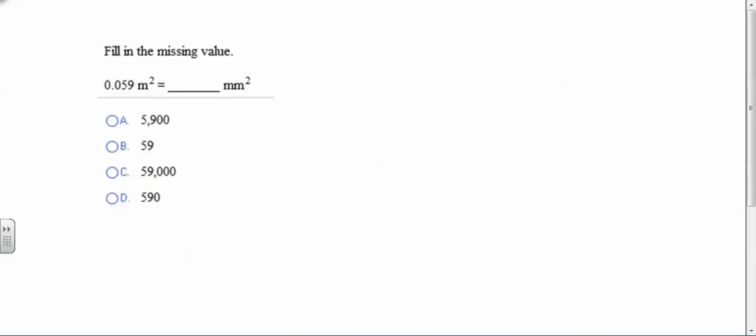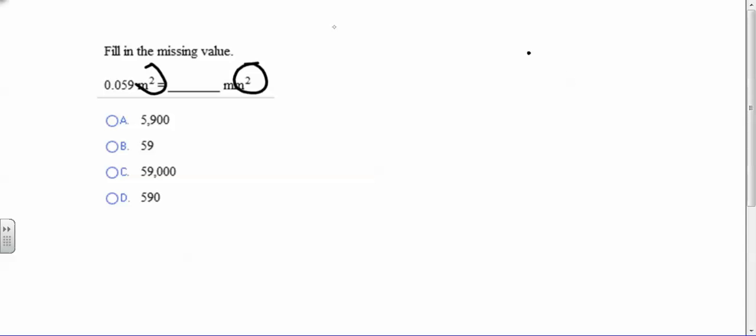This example is from MGF 1106 in Chapter 8, specifically Section 8.2, when we're talking about area and converting one square unit to another square unit. The key thing in these problems is not to forget that the units are squared, so we have to take into account two dimensions, and it's not just a one-dimensional linear conversion.